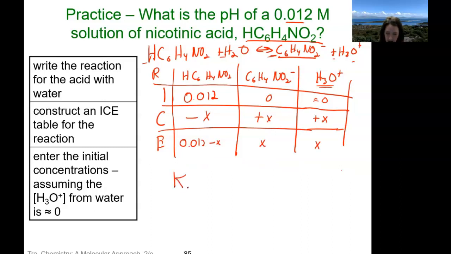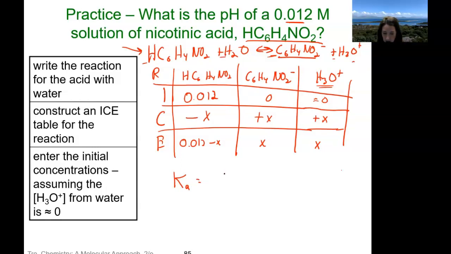We have our K. And again, I'm just going to put an A here because it's an acid. But really, you're not treating it any different than you did last time. This is the same problem that you did before, exactly the same as chapter 14. The only difference here is there's one more step because we have to do the pH at the end, and we have to write the reaction in the beginning.